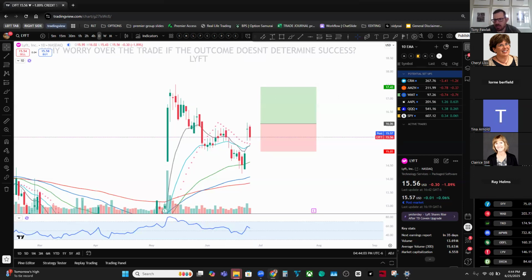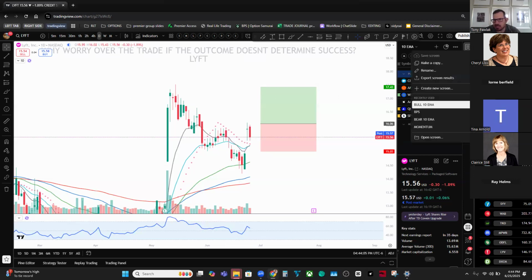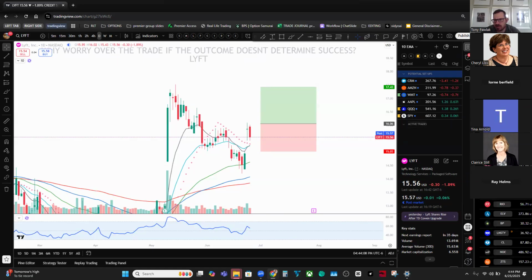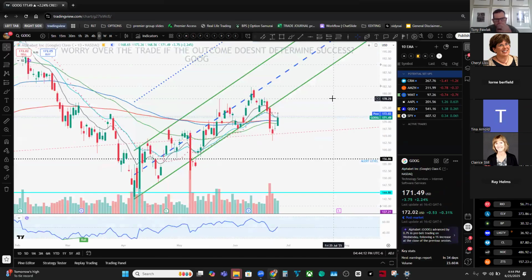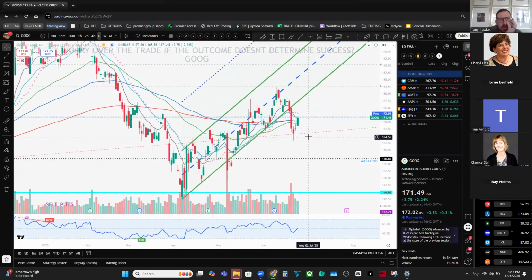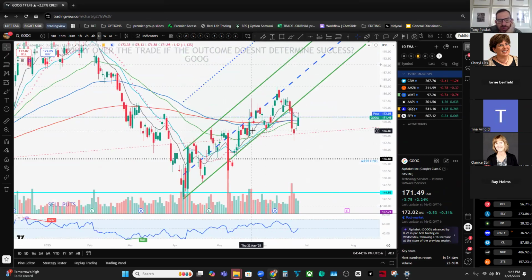All right. Let's look at some bear 10 EMA setups, shall we? See if we can find some. All right. Google. Ooh, this is interesting. All right. Do we have a broken trend? We do, but it didn't break it very strongly. So technically it is bearish.